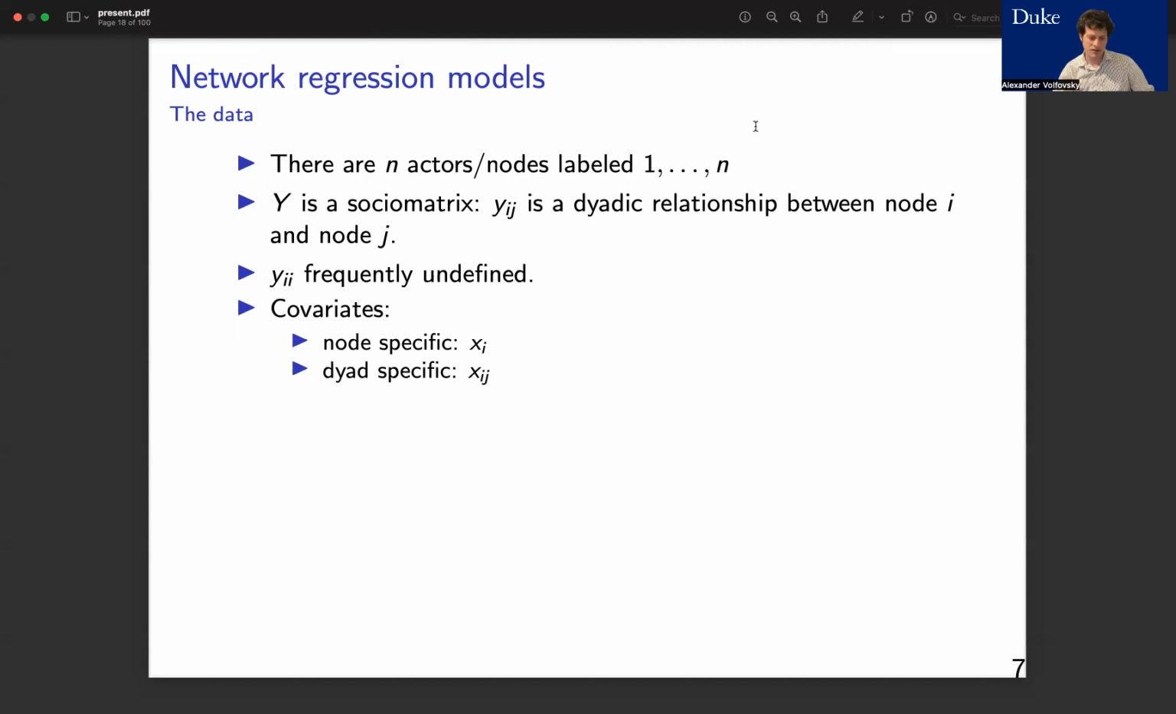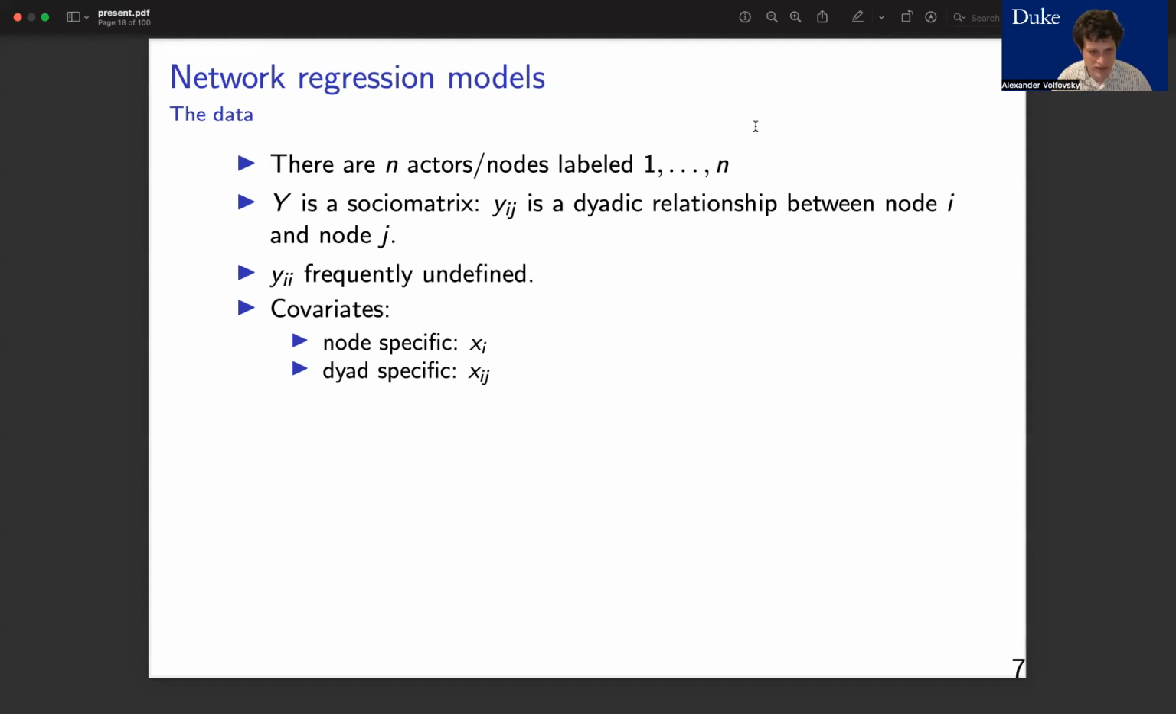In the same theme, it's very likely that the diagonal is not actually well defined. In the first example we saw with country exports, obviously one cannot export to themselves. Friendships to oneself is not very well defined, and so on. We're not going to worry about the fact that it's undefined because it's not actually going to affect our inference. It might make computation harder, but it doesn't affect anything on the surface.